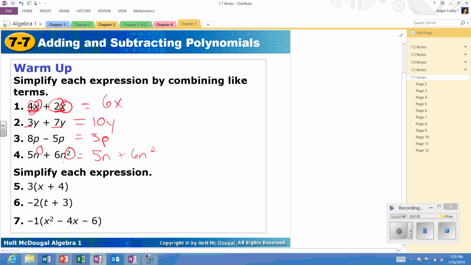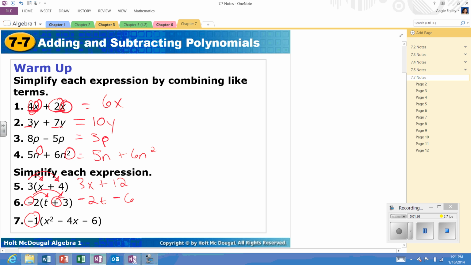Okay, number 5, to simplify the expression, we're going to distribute the 3. So we're going to get 3x plus 12. On this next one, number 6, we're going to distribute this negative 2 to both the t and the 3. So that's going to be negative 2t minus 6, because this negative sign times a positive is a negative.